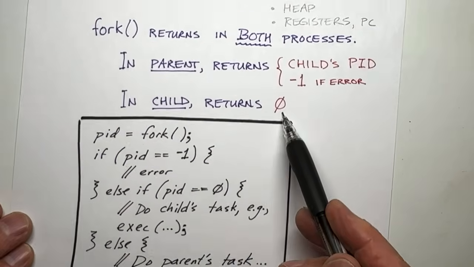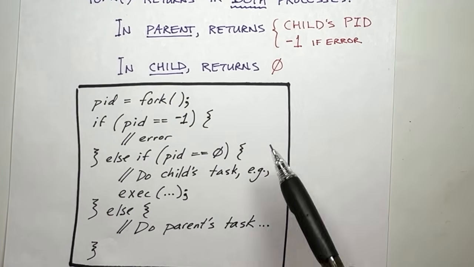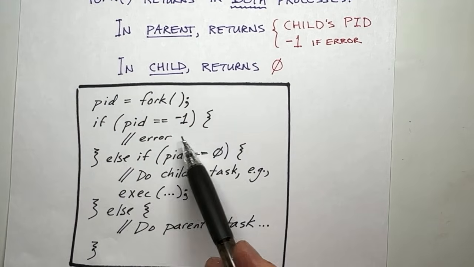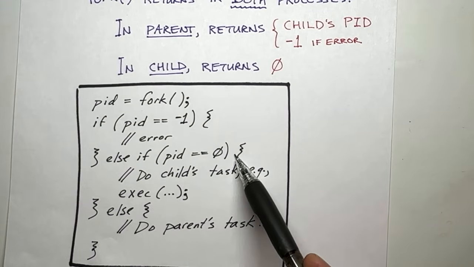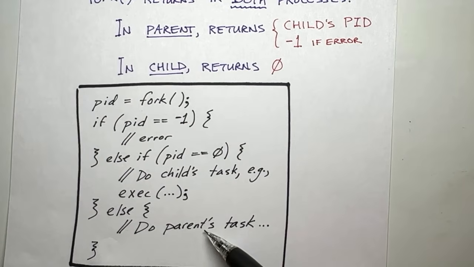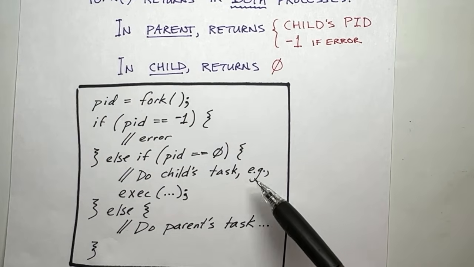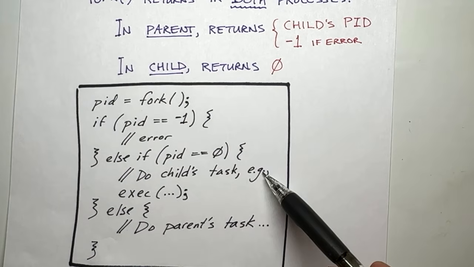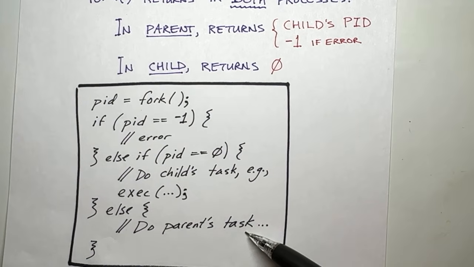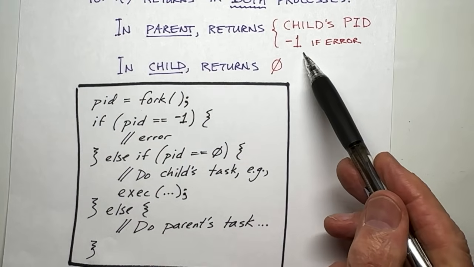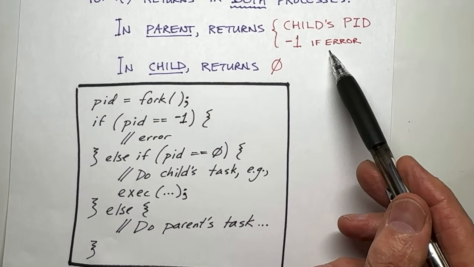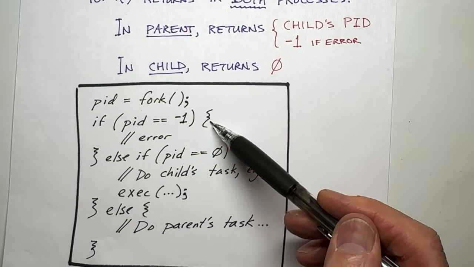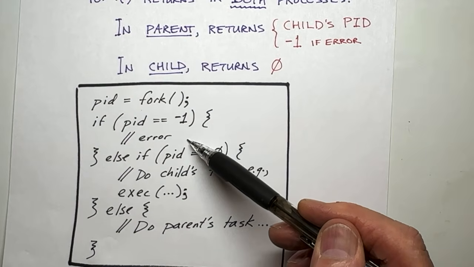The code in both processes, the child and the parent, will typically take a look at the return value and use it to determine whether it's running in the child or the parent process. And the code can then take different actions depending on whether it needs to behave as a child or as a parent. If there's any difficulty, such as the kernel running out of memory and being unable to create the child process, the fork system call will return -1 in the parent.